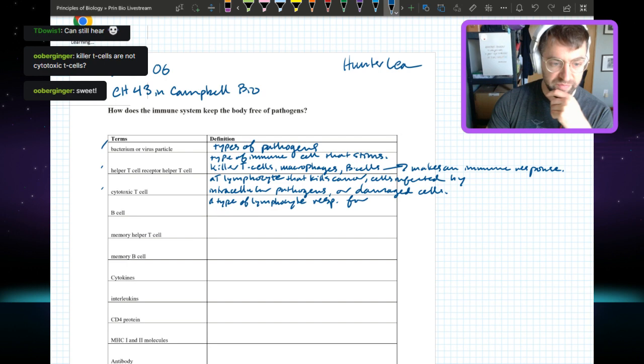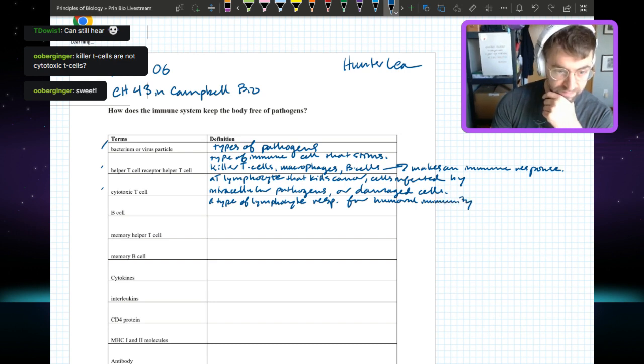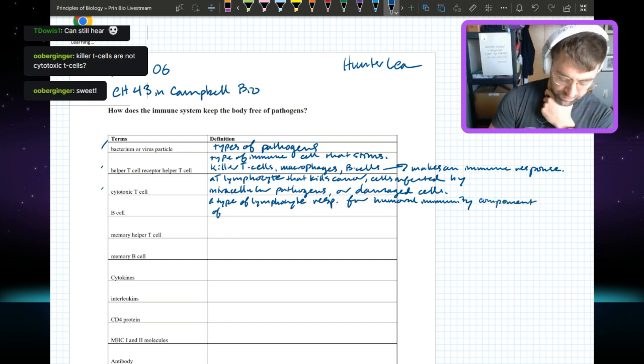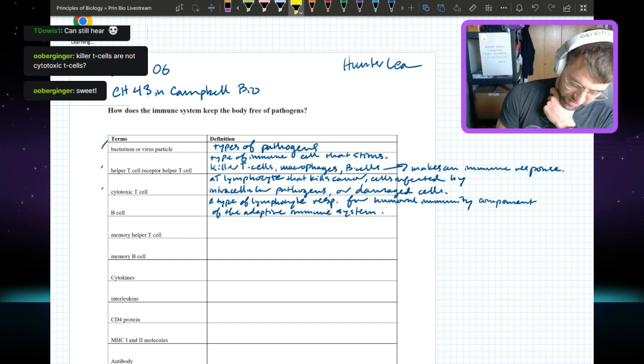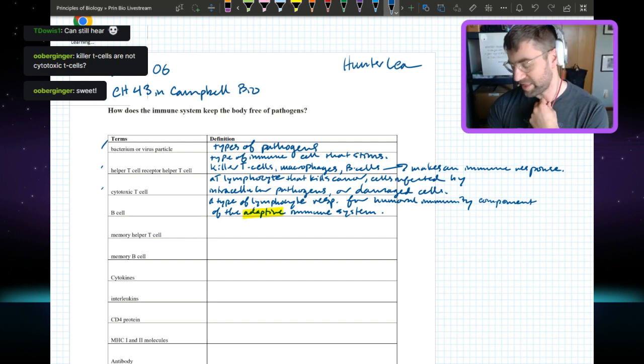B cells are a type of lymphocyte responsible for humoral immunity component of the adaptive immune system. I'm going to go ahead and highlight this because adaptive immunity versus innate immunity will more than likely be an exam question.